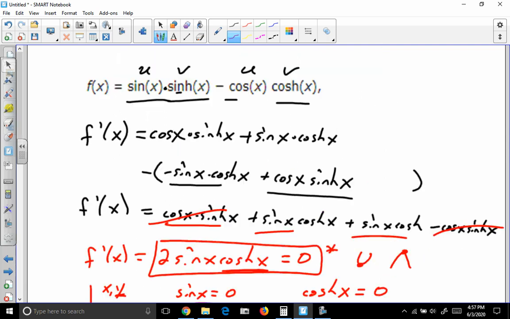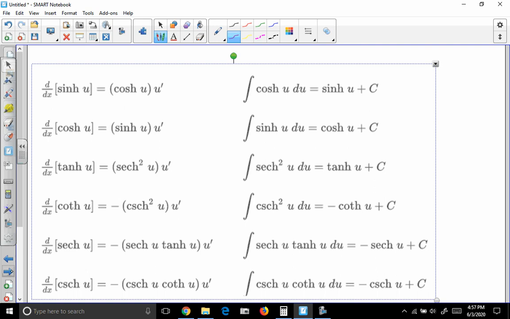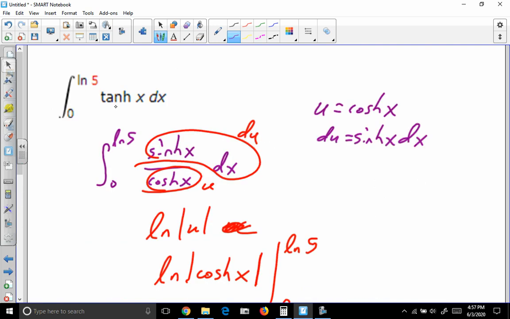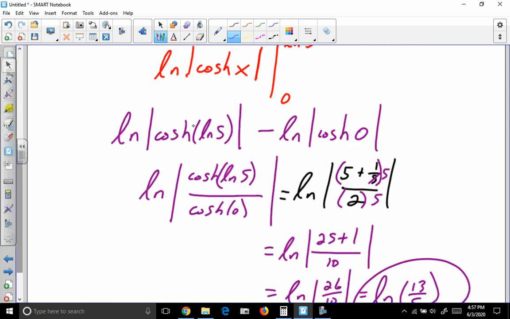So several things going on there. First off, how do we integrate tangent? It's natural log of u. And then how do we evaluate natural log of hyperbolic cosines? That goes back to the first problem we did. We just need to know what is the formula for hyperbolic cosine, plug those values in, and simplify them.